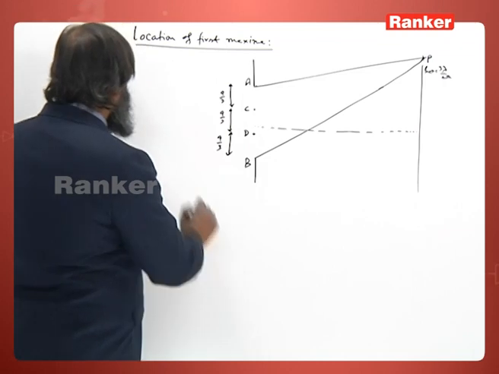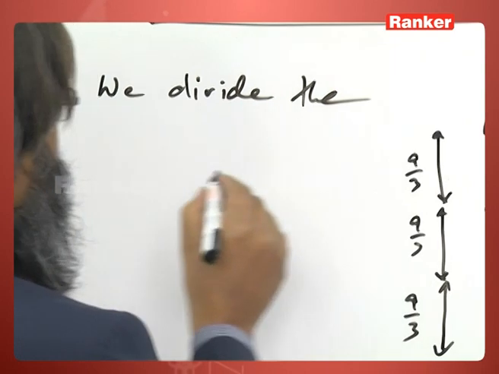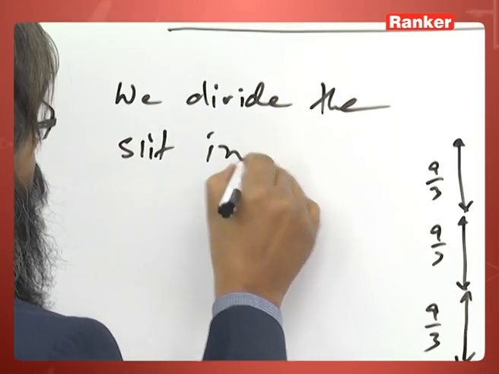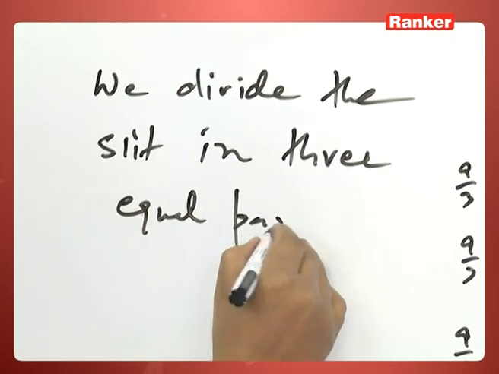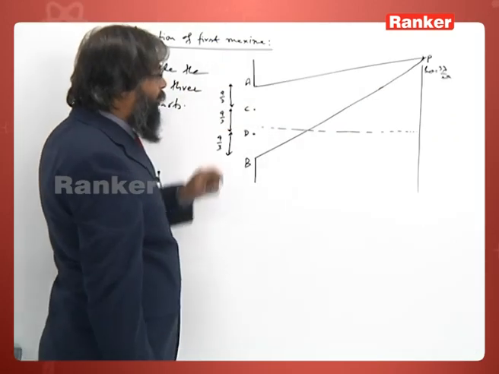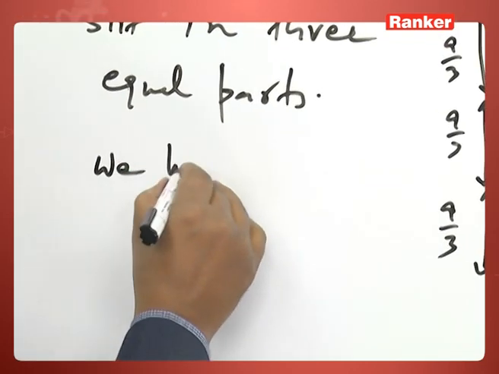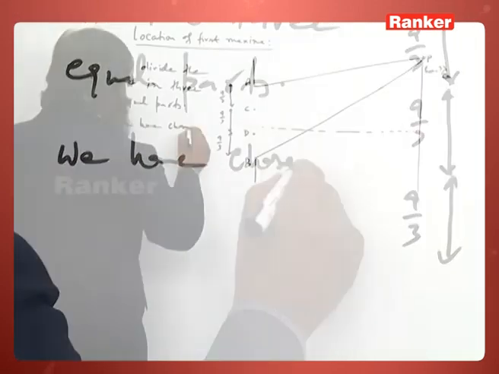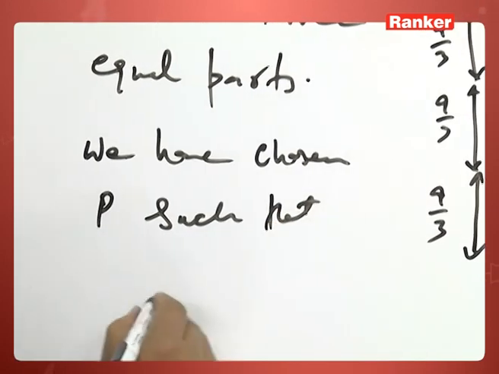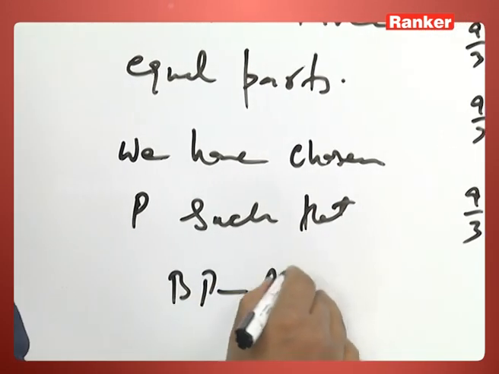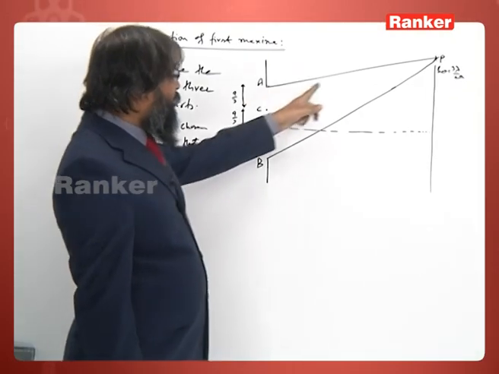So what we do, we divide the slit in three equal parts. Now we have chosen P such that BP minus AP is 3 lambda by 2. 3 lambda by 2 is the path difference between these two waves.